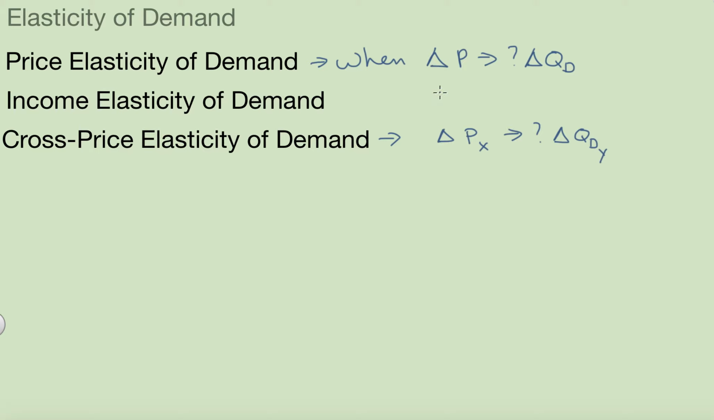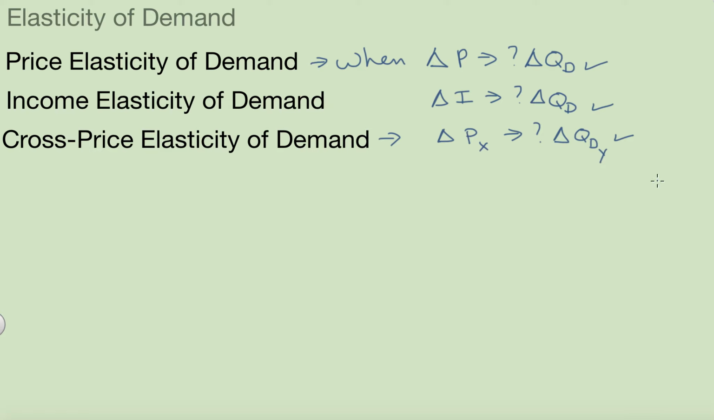And then this one is when there's a change in income, what happens to the change in quantity demanded? So when we're looking at the three different elasticities of demand, all of them have to do with a change in quantity demanded. Two look at the change in quantity demanded of the good we're looking at, and one says, well, if there's a change in price of one good, what happens to the change in quantity demanded of the other good?